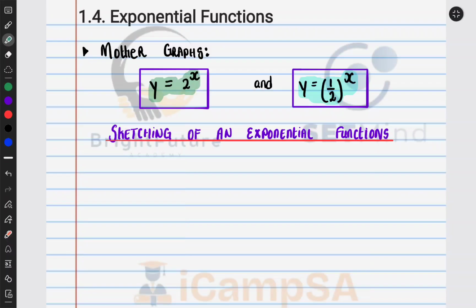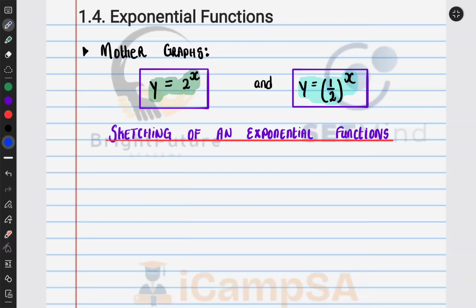If you remember, when we introduced the hyperbolic functions, the hyperbolic function has two sets of asymptotes, the horizontal and the vertical asymptotes. What you'll see happening with the exponential functions is that they also have an asymptote, but it's just going to be one horizontal asymptote. It doesn't have two asymptotes. Okay, so let's go ahead and start sketching.